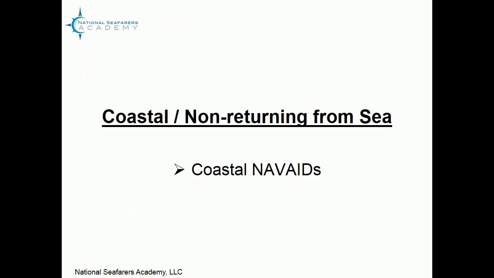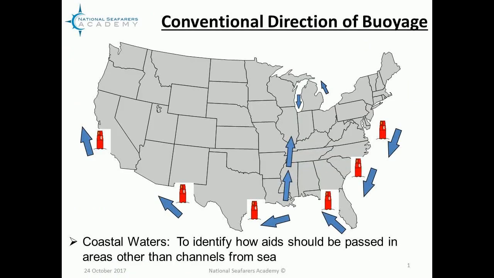Coastal navigation aids. Conventional direction of voyage for coastal waters. The purpose is to identify how aids should be passed in areas other than channels from sea. If you follow the blue arrows, you are considered returning from sea, and red navigation aids will be on your starboard side, and green navigation aids will be on your port side.